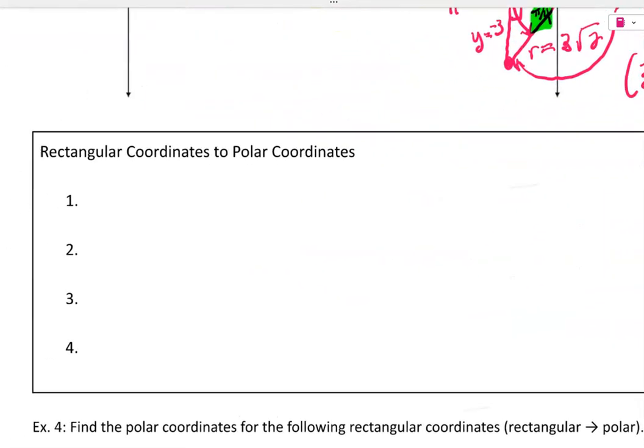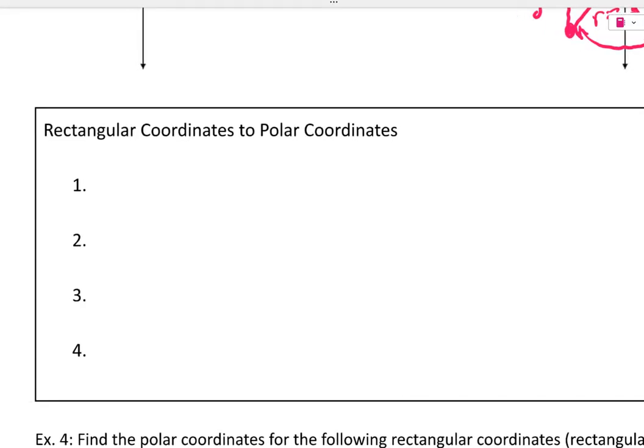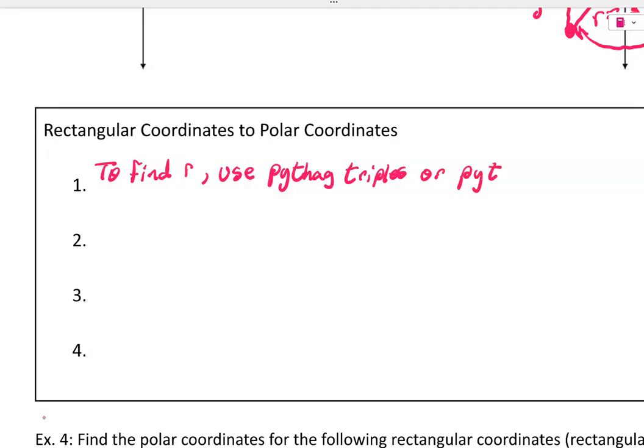But let's summarize as we're going rectangular to polar. To find R, use Pythagorean triples or the Pythagorean theorem.